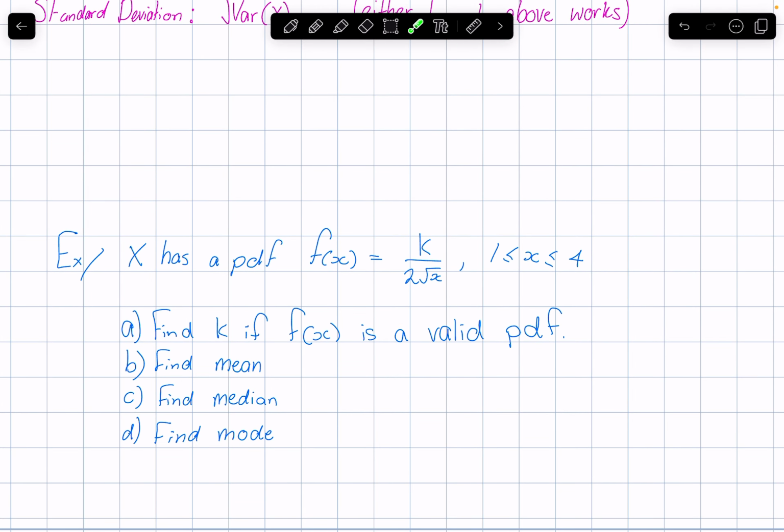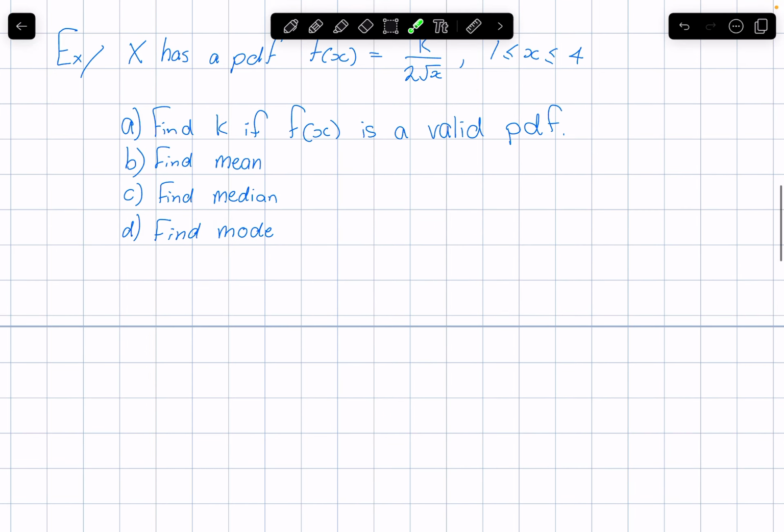Now I've got all the good stuff here. So x has a probability distribution function f of x equals k over 2 root x on the domain 1 to 4. Now part A, we're going to find k if f of x is a valid PDF. Now if you graph sort of any form of k over 2 root x, you get a positive function, so we don't have to worry about that. We'll just solve the integral to equal 1. I'm going to find the mean, find the median, and then finally find the mode.